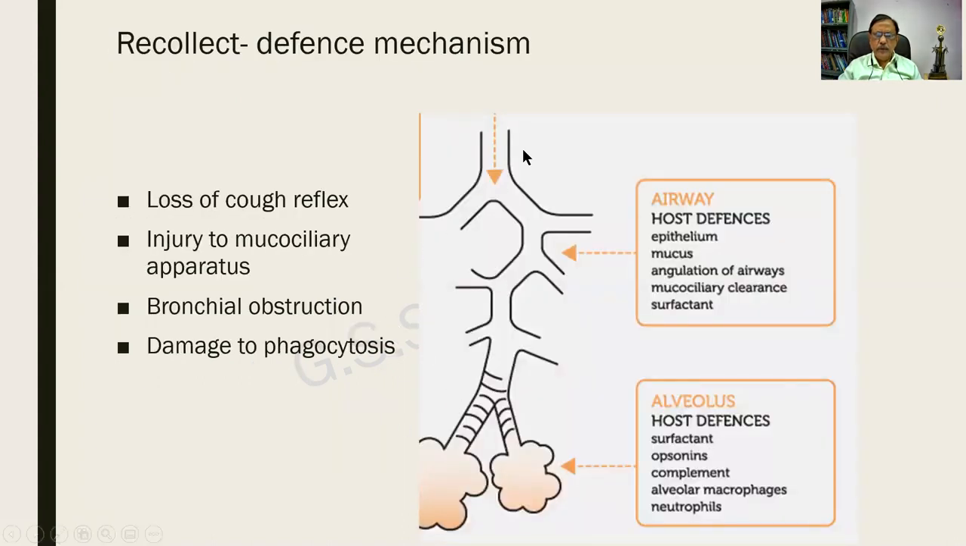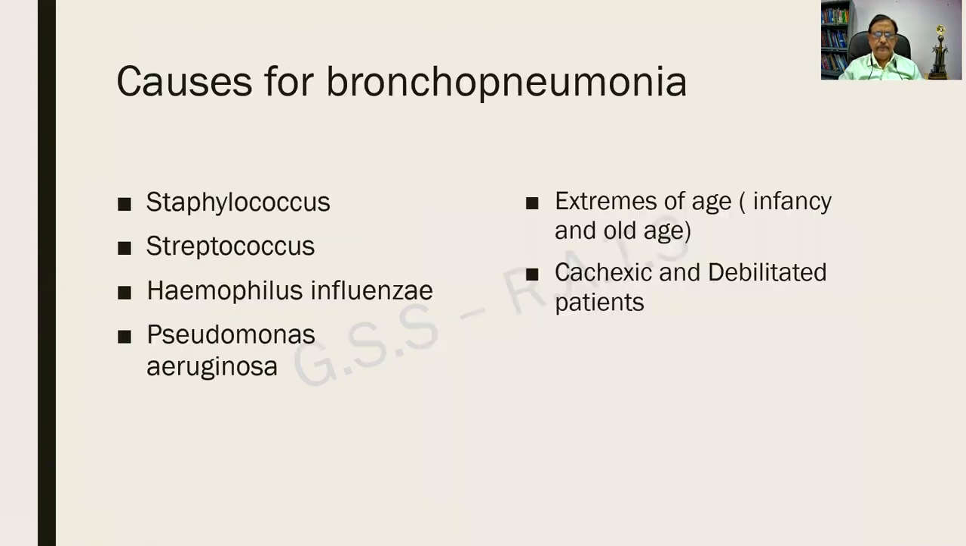This I will not dwell into, but for a rapid recollection, you people should go through this. There is a loss of the cough reflex, injury to the mucociliary apparatus, any form of bronchial obstruction, and damage to the phagocytosis at the phagocyte end. So any of these can lead to a defect in the defense mechanism. And ultimately you find that there can be the cellular defect also. All of this can lead to a pneumonia. We had seen this earlier. This is only a recapitulation.